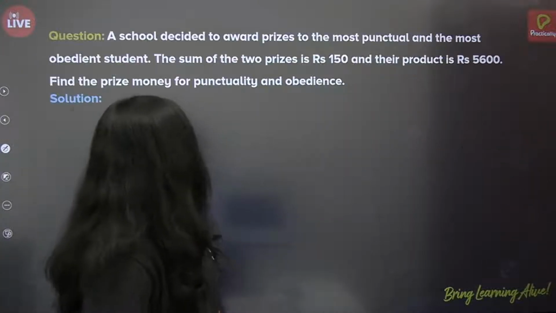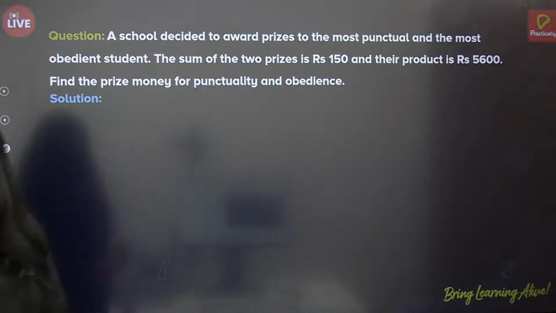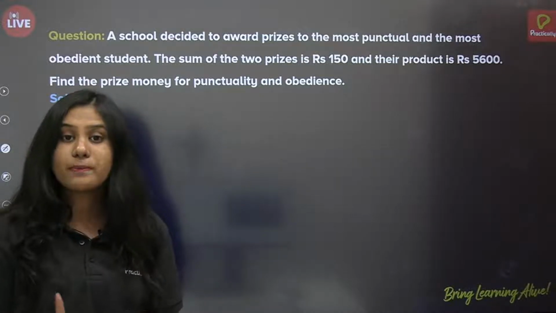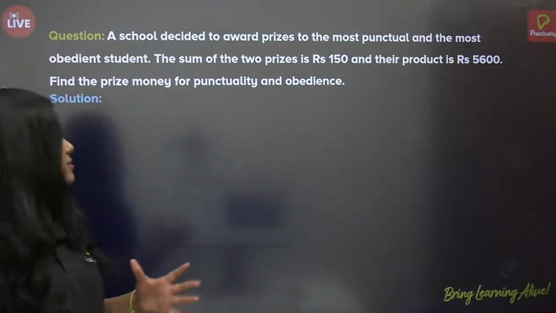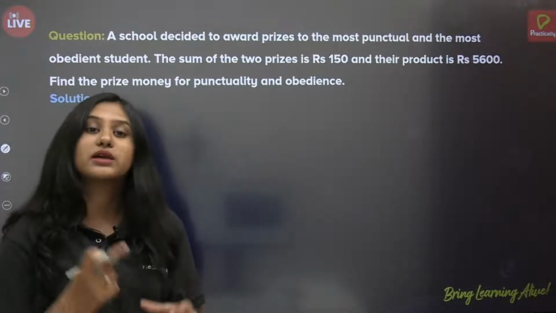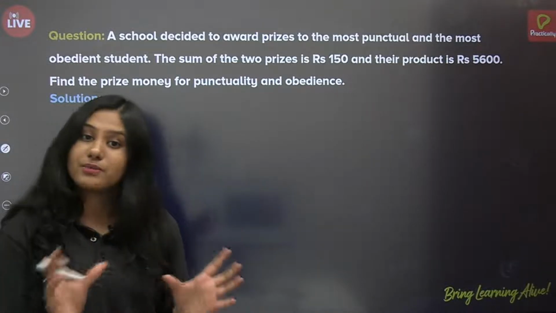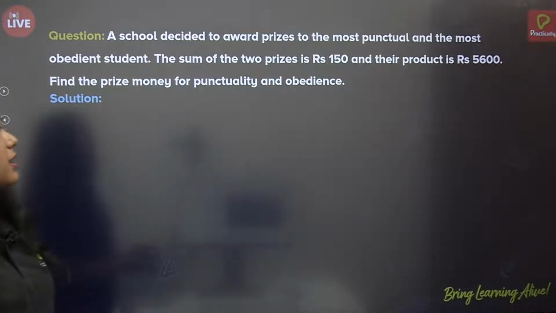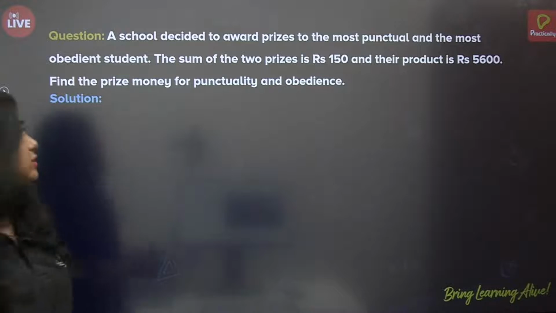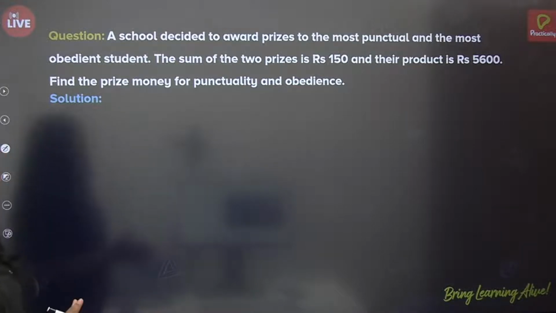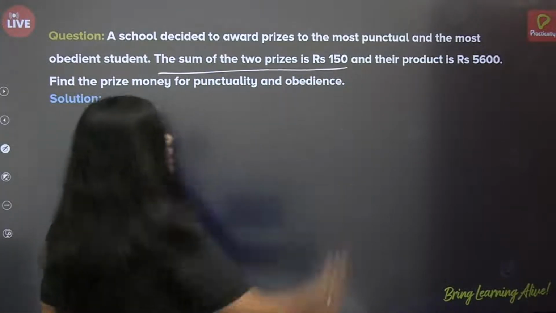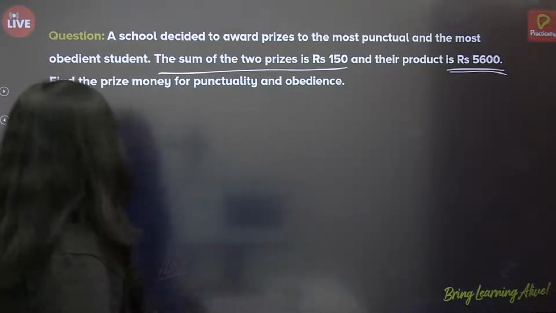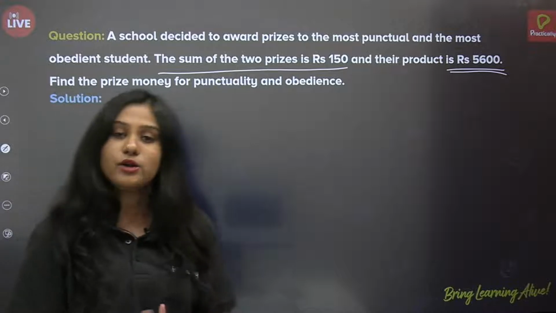Next, here is an application problem, and trust me, this is also one of the most repeated questions for the past 10 years. This doesn't mean that the exact question is given, but a similar type of framing of the question was given. A school decided to award prizes to the most punctual and the most obedient student. The sum of two prizes is rupees 150 and their product is 5600. Find the prize money for punctuality and obedience.